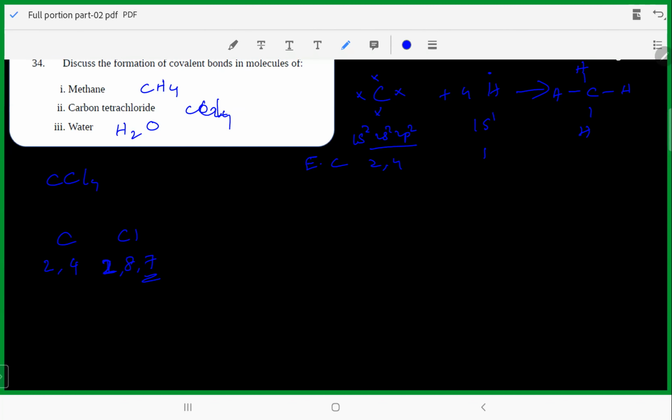Among the 7 valence electrons of chlorine, 1, 2, 3, 4, 5, 6, 7, the seventh one is unpaired. The carbon has 4 valence electrons, so it will share. When one carbon reacts with 4 chlorine, it gives carbon with dot, dot, dot, dot. When the chlorine reacted, it gives chlorine, chlorine, chlorine, chlorine, with the remaining lone pairs of electrons on the chlorine.